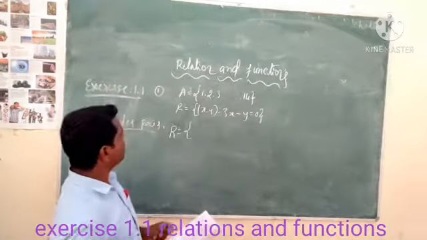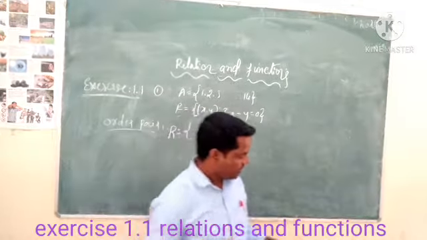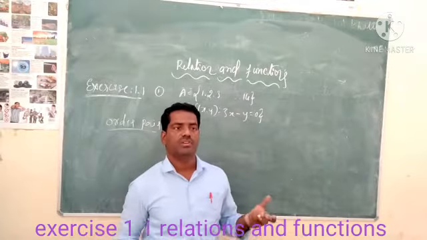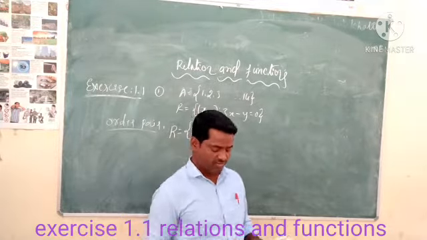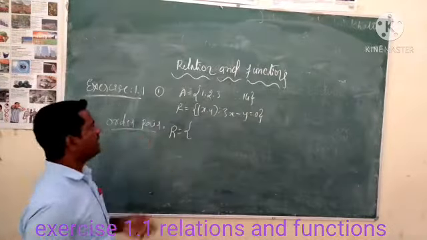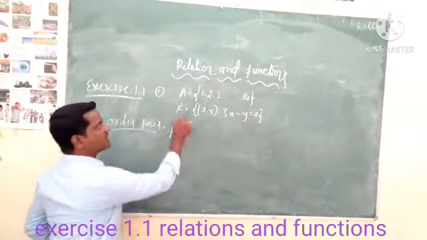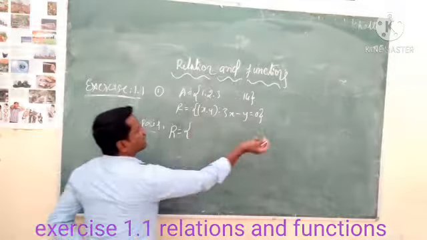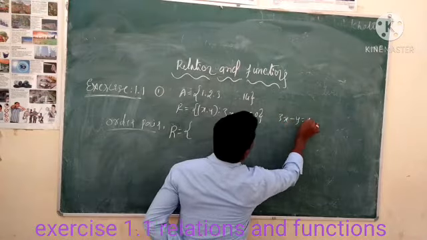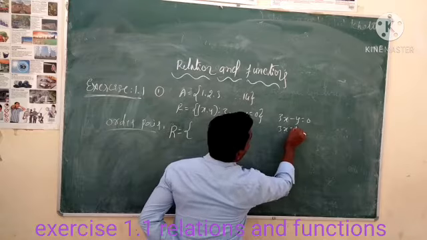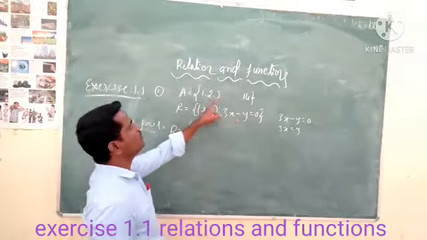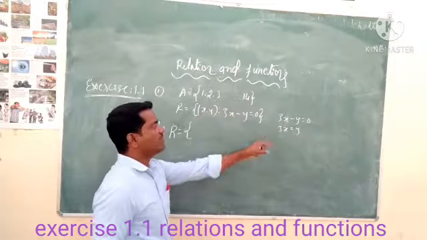Then we'll start. We can identify whether the given relation is reflexive, symmetric or transitive. Okay, then we need the ordered pairs. Here we can write the ordered pairs with the help of this relation. 3x - y = 0, so 3x = y. You can take x values 1, 2, 3, 4, 5 up to 14.